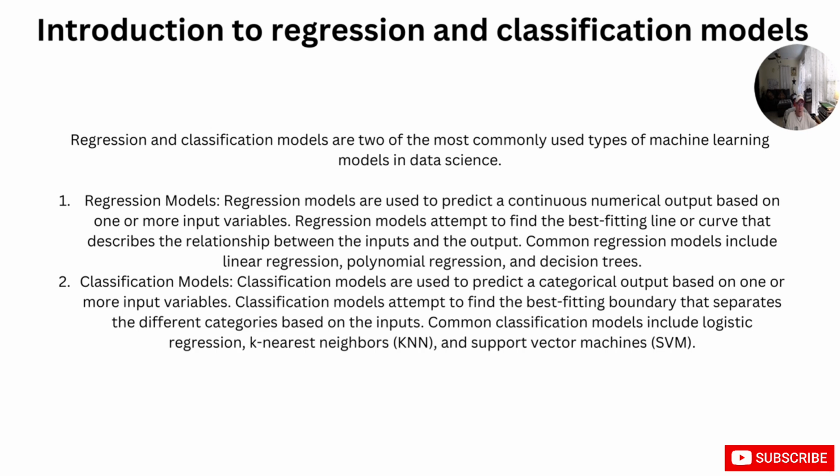Number two, classification models. Classification models are used to predict a categorical output based on one or more input variables. Classification models attempt to find the best fitting boundary that separates the different categories based on the inputs. Common classification models include logistic regression, k-nearest neighbors, and support vector machines.